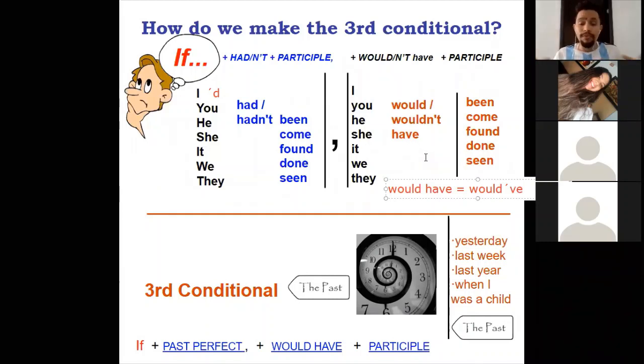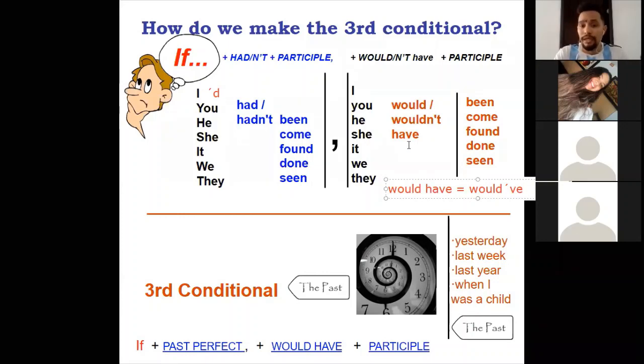If you don't want to make the contraction, it's fine. I would have been, I would have found, I would have seen. You can use it the way you want. In the case of wouldn't, the negative form, there is no possible contraction because wouldn't is already being contracted with the negative form. Wouldn't, would not, right? So you don't have to contract or you cannot contract it with have, right?